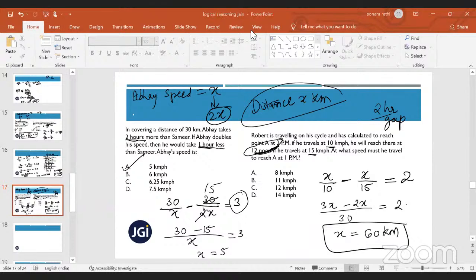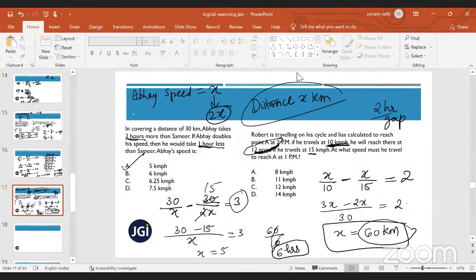Correct? Distance is 60 kilometers. Now read the question. 60 kilometers he is doing at 10 kilometers per hour speed. So 60 upon 10, it means normally he takes 6 hours, reaching at 2 p.m. So to reach 2 p.m., 6 hours. It means at what time he started? After taking 6 hours, reaching 2 p.m.